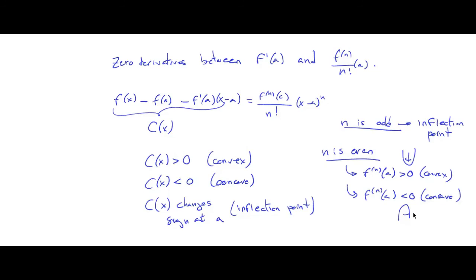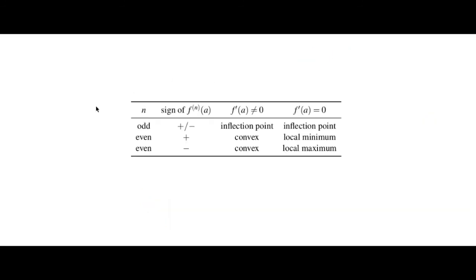Okay, we can summarize everything in this table. If n is odd, then it doesn't matter what sign the nth derivative has, we always have an inflection point. N is the first derivative of f that's different than 0 after the first one. Now if n is even, it depends on the, sorry, this is wrong, this is concave. Okay, this is an erratum.